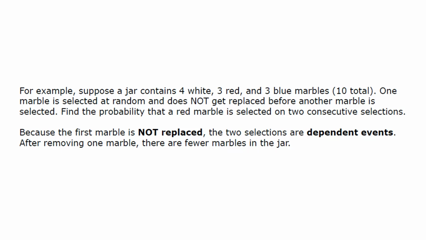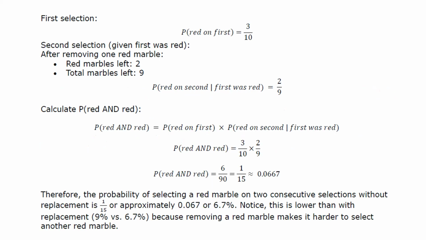After removing one marble, there are now fewer marbles in the jar. So for our first selection, the probability of red is going to be 3 out of 10. Now on the second selection, given the first selection was red, we now have 2 red marbles left for a total of 9 marbles in the jar. So if we want to select red for the second selection, given that we've already selected a red, we're now going to have 2 out of 9 as the probability of getting red.